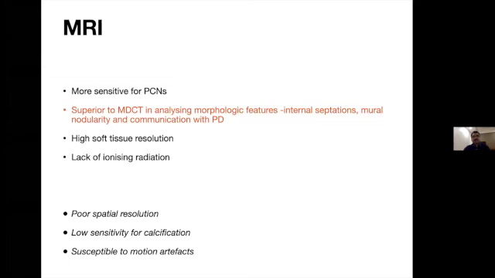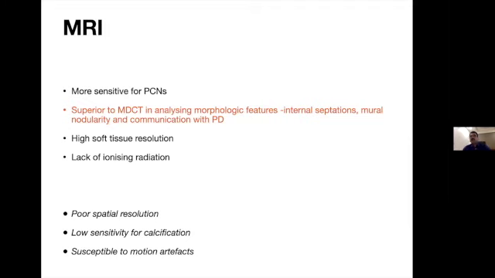MRI is more sensitive for pancreatic cystic neoplasm. It is superior to CT in analyzing morphologic features like internal septations, mural nodularity, and communication with the pancreatic duct. And it has a high soft tissue resolution, and it lacks ionizing radiation. But MRI has some disadvantages like poor spatial resolution. We are not very good at reading MRI, but we are good at reading CT.